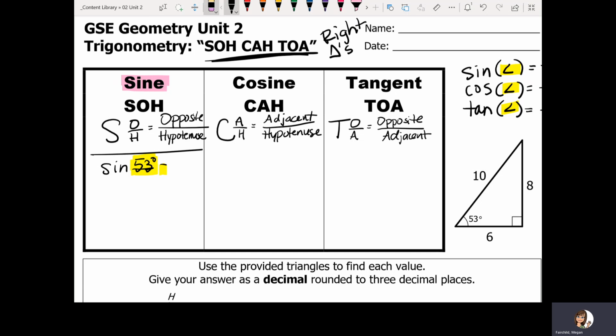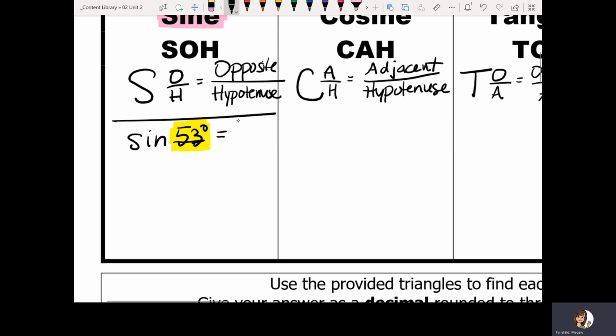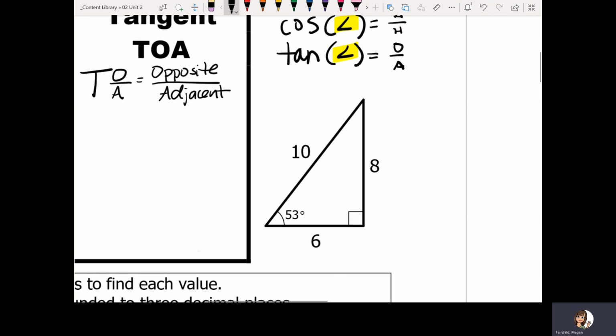Oh my gosh, my pens are driving me crazy. Okay. You're going to look at the triangle and you're going to do O over H because that's what sine is for SohCahToa. There's a lot of information today. Stay with me. Sine is O over H. So I'm going to go to my triangle and find the opposite and find the hypotenuse. We are looking at this angle here.